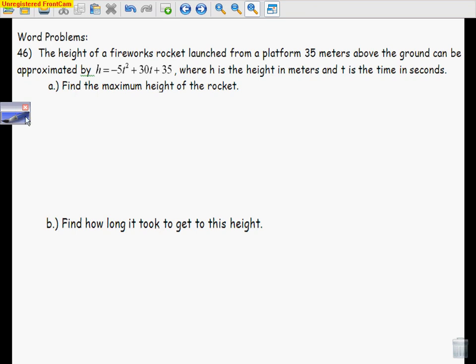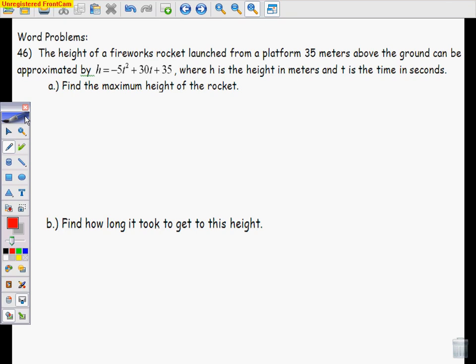Now, there's a couple things that you can tell about this rocket. Number one, you can tell that this rocket is being shot upwards. So the path is going to look like this. We know that it's going to look like that because a is negative, so the parabola has to open down.